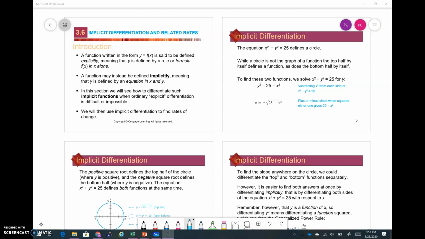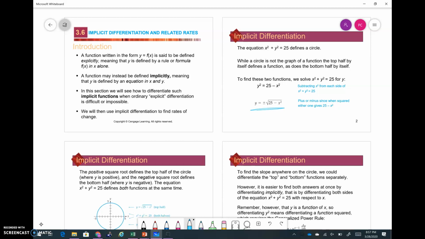So let's look at an example of a circle. The equation x squared plus y squared equals 25 defines a circle. While a circle is not the graph of a function, the top half by itself defines a function, as does the bottom half. So if you take x squared plus y squared equals 25 and solve for y, so subtract your x squared and then take the square root, you end up with this equation, y equals plus or minus the square root of 25 minus x squared.